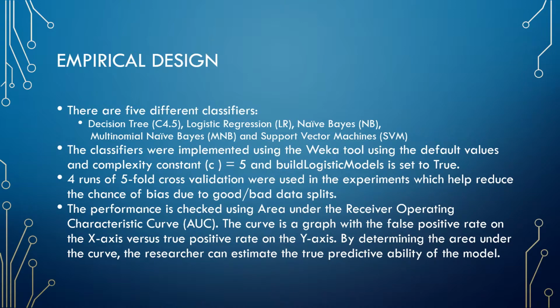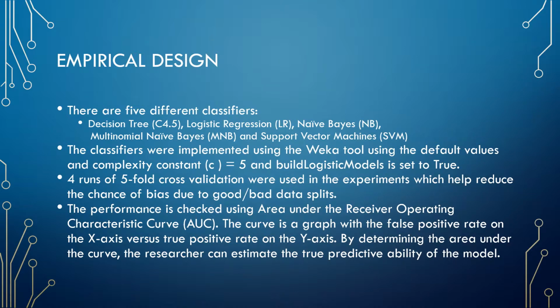There are 5 different classifiers. The decision tree, which is C4.5. The logistic regression is LR. The naive Bayes is NB. The multinomial naive Bayes is MNB. And support vector machines is SVM. The classifiers were implemented using the Weka tool, using the default values, with complexity constant C equal to 5, and build logistic models set to true in Weka.